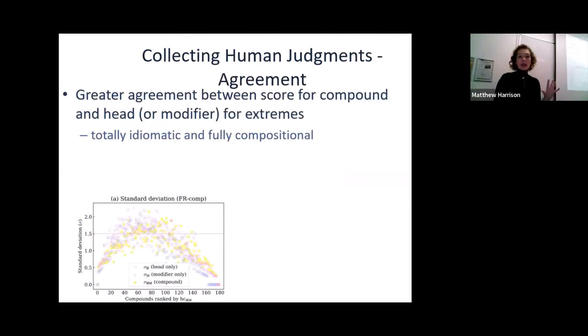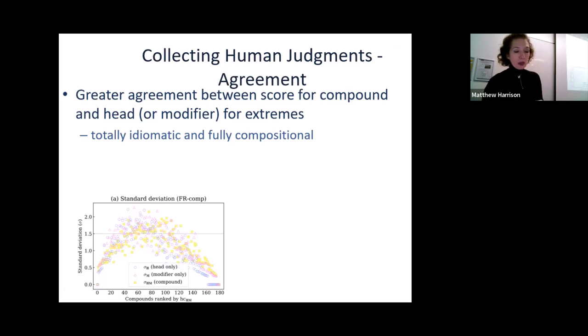And to give you an idea about the level of variation that we had in our annotations, in here you can see the chart for the standard deviation among the annotators for French compounds. So on the X axis, you have the 180 compounds plotted, and on the Y axis, you can see the standard deviation. So the more standard deviation, the more there was variation in the judgments of the annotators.